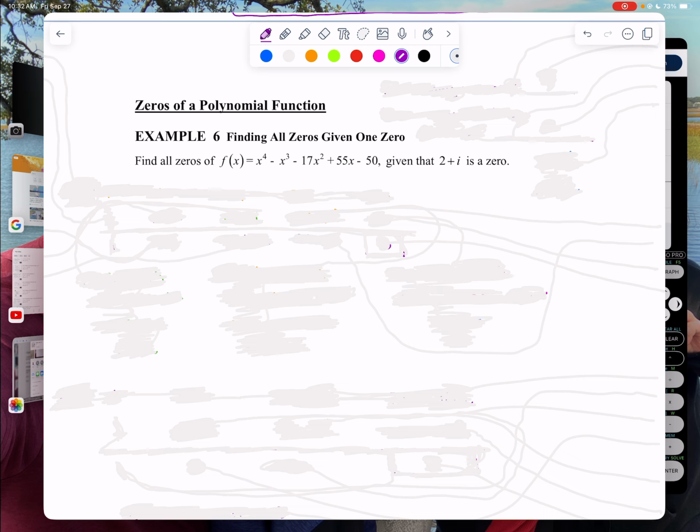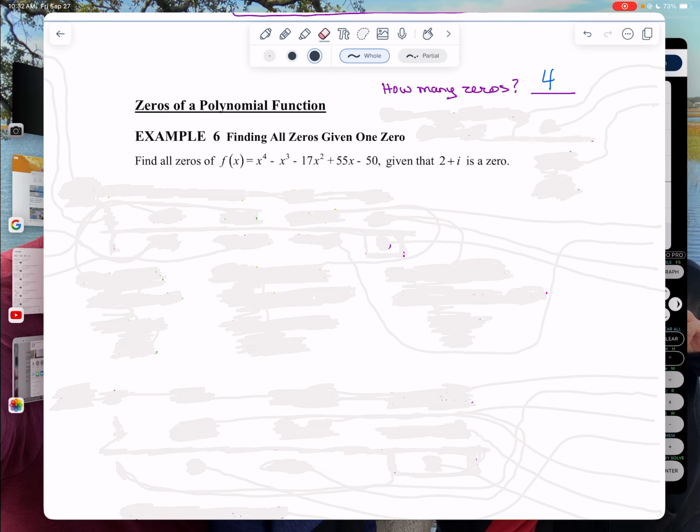But notice they're asking us to find all the zeros given 1 zero. So first question is, how many zeros are we looking for? Hold on, let me go back. Sorry. First question is, how many zeros are we looking for? So we've got x to the 4th, right? So we are looking for 4 zeros.